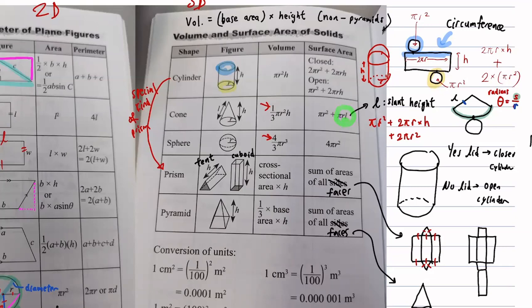But then you have a base, the bottom here, which is a circle, and therefore its area is really just pi r squared, with R being the radius. Okay, good.